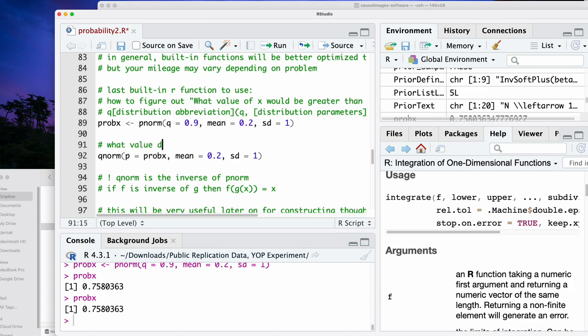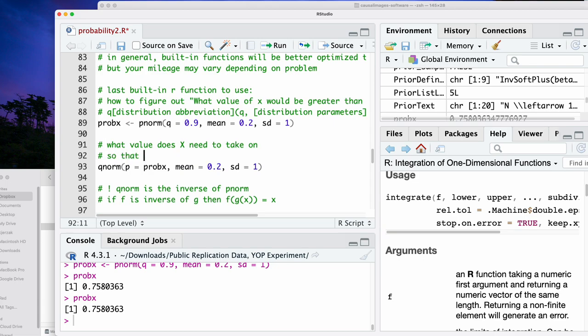What value does x need to take on so that 75% of observations are, let's just say, below it? And you know what that means? It means less than or equal to. So we can use the qnorm function for doing that. The input to pnorm is q, and the input to qnorm is p. And that's just a way of remembering that qnorm is, in a sense, the inverse of pnorm.